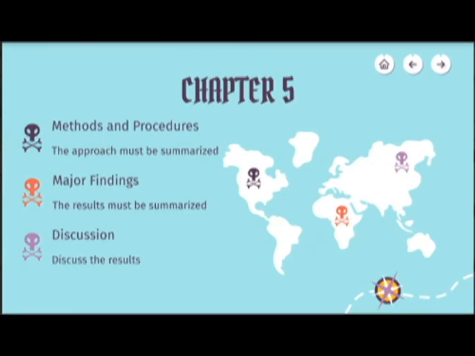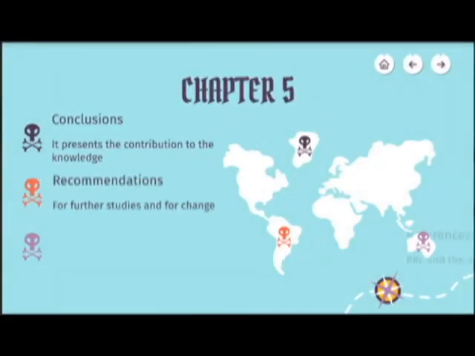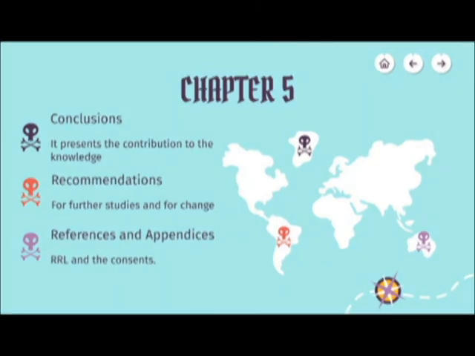Then the conclusions relate directly to the research questions or objectives. They represent the contribution to the knowledge. These are the major generalizations, the answer to the problems. Then the recommendations. These can take two forms: recommendations for further study or recommendations for change, or both. Each recommendation should trace directly to a conclusion.